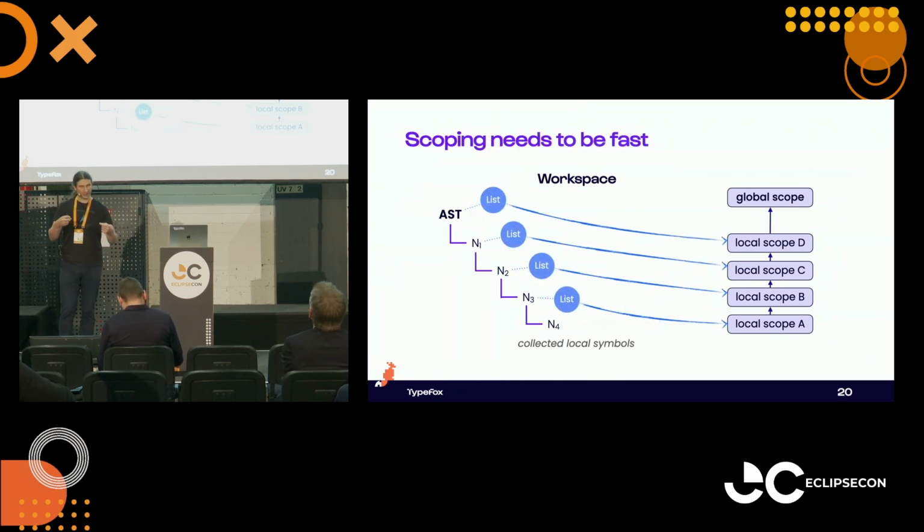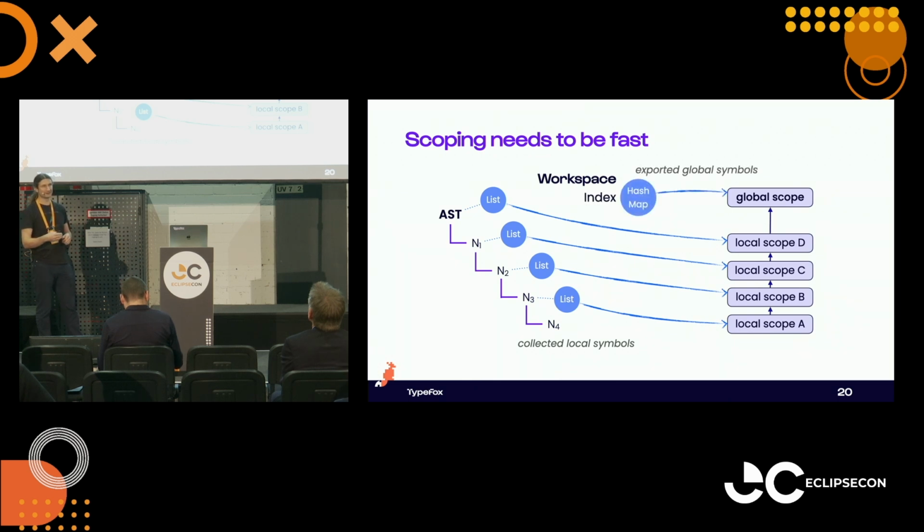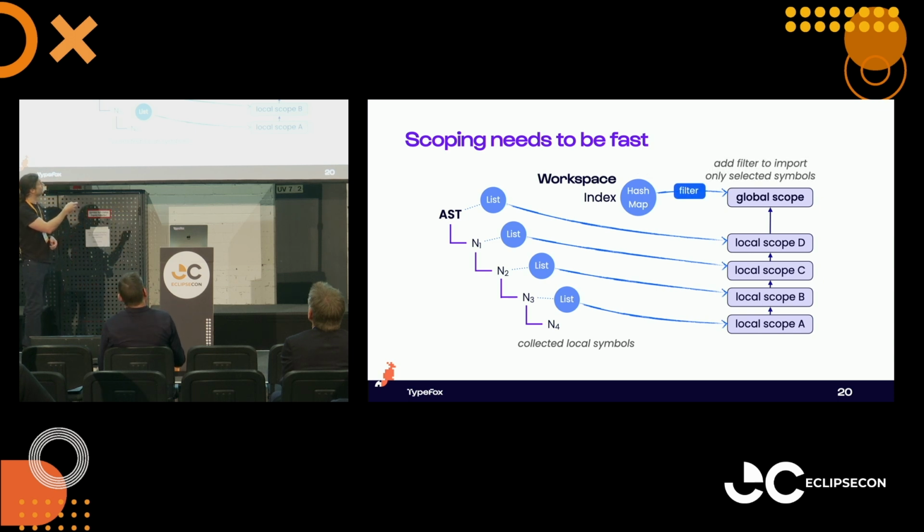All this lookup needs to be very fast, so there are built-in ways to make that fast. In Langium, for example, we collect lists of all the symbols defined on every level, so that we can build these scopes very quickly. On the workspace level, we have an index, which is essentially a hash map of all the exported global symbols. Optionally, you can also add some customization, for example, filtering these global symbols so that the local document can only see those symbols that are imported, if you have explicit import statements. But by default, all global symbols are imported.